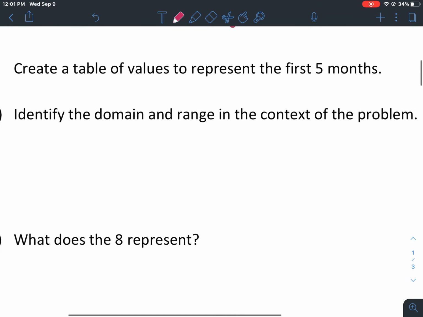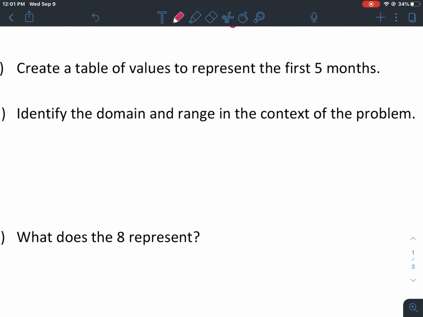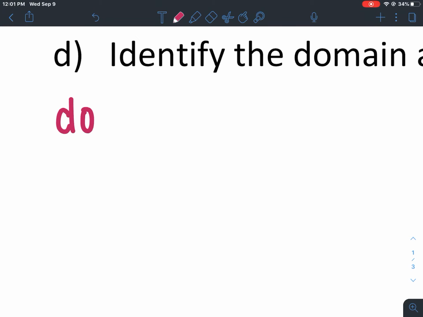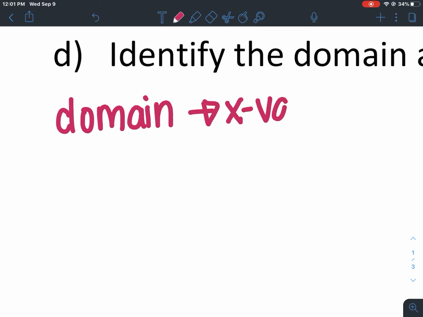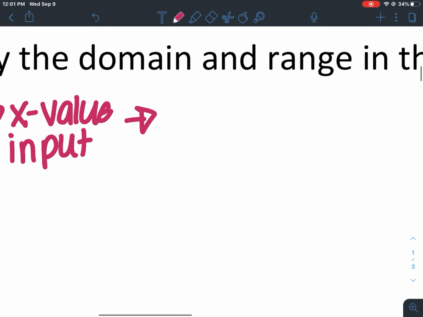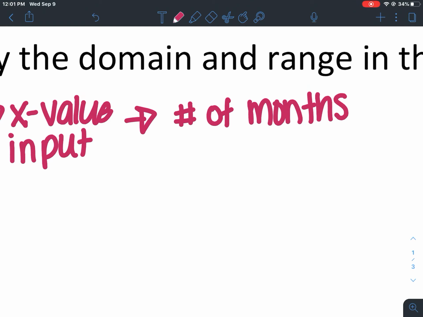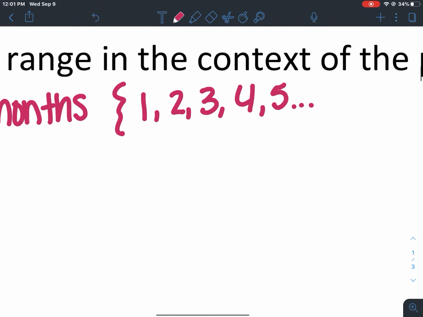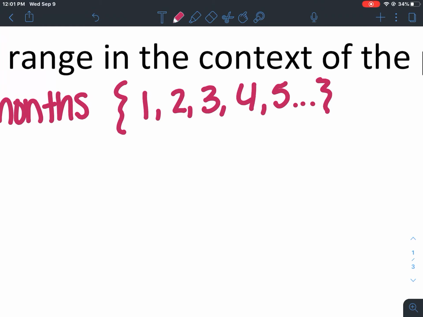Identify the domain and range in the context of the problem. Well, remember, domain, we touched on it briefly throughout this first semester. Domain was our x values or our input, which we said in this problem was the number of months. And if we want to be really specific, that was month 1, month 2, month 3, 4, 5, and so on until you're done investing.